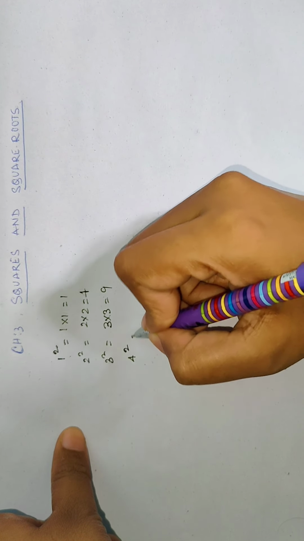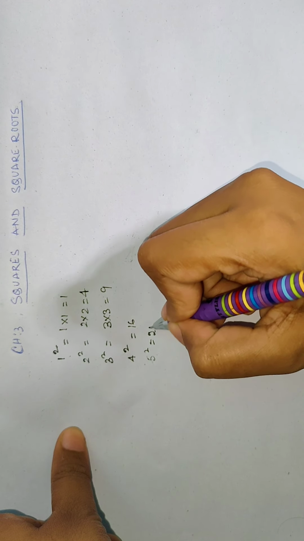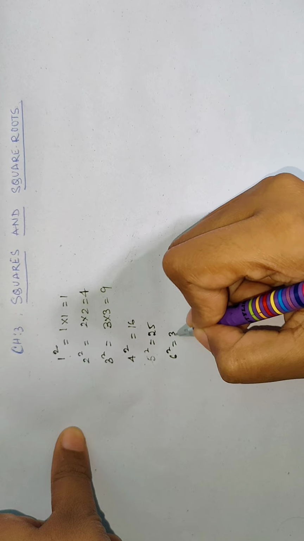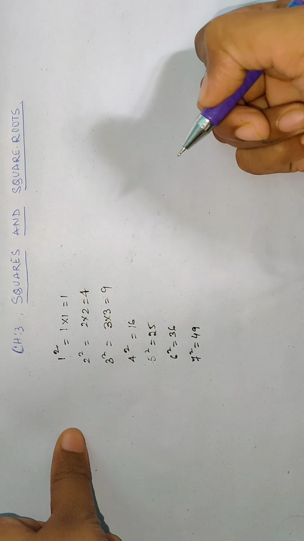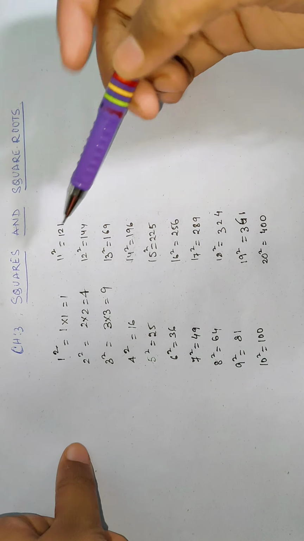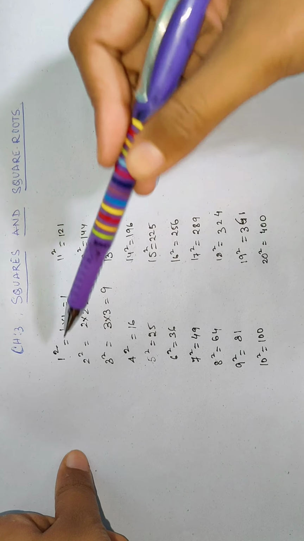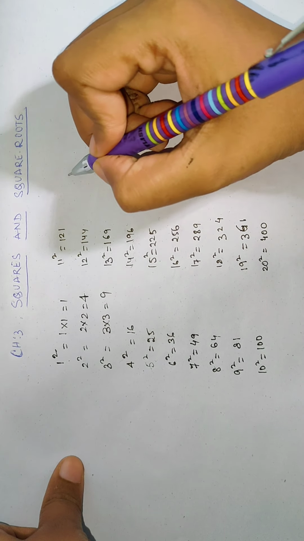In this way, 4 square 16, 5 square 25, 6 square 36, 7 square 49. In this way you have to memorize it up to 20. So in this way you have to memorize all the squares from 1 to 20. Okay, fine. Now what is square root?